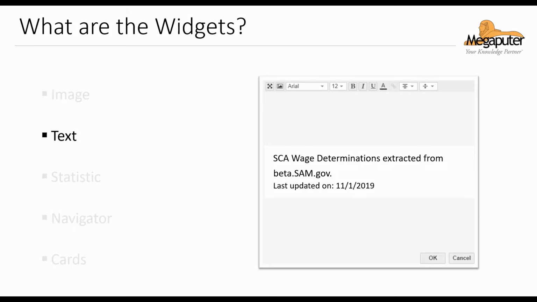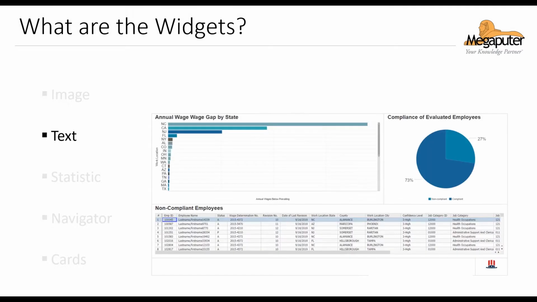Now that we know the source and the last updated date, let's go one step further and add a hyperlink to the external data source so that we'll be able to do some independent verification. Once we're finished, we can click OK and see what it looks like in our report. Here's our report, and this is what it looks like when we add that text widget at the bottom.